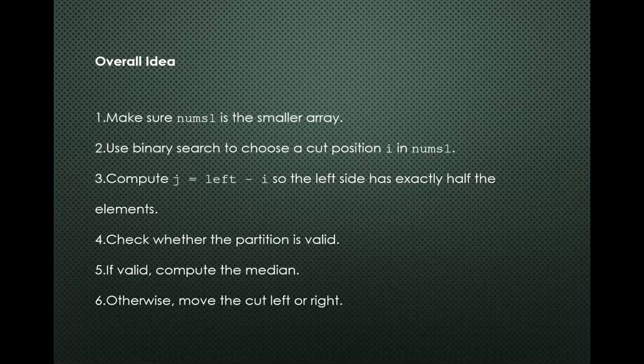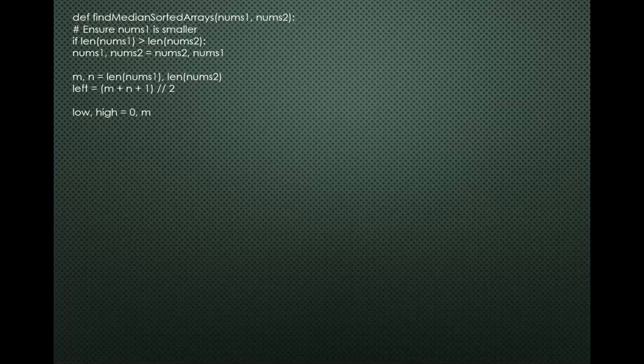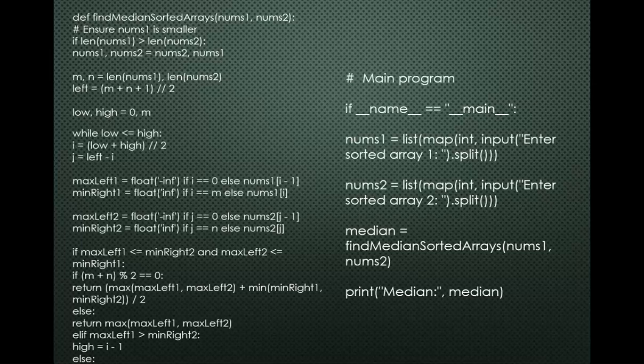So this is my overall idea. Make sure nums1 is smaller. Apply binary search to choose a cut position. Compute j. Check whether the partition is valid. Only if the partition is valid, compute the median. Otherwise, move the cut left or right. With this idea you can achieve an efficient and optimal solution. I have coded in Python as well as in C.